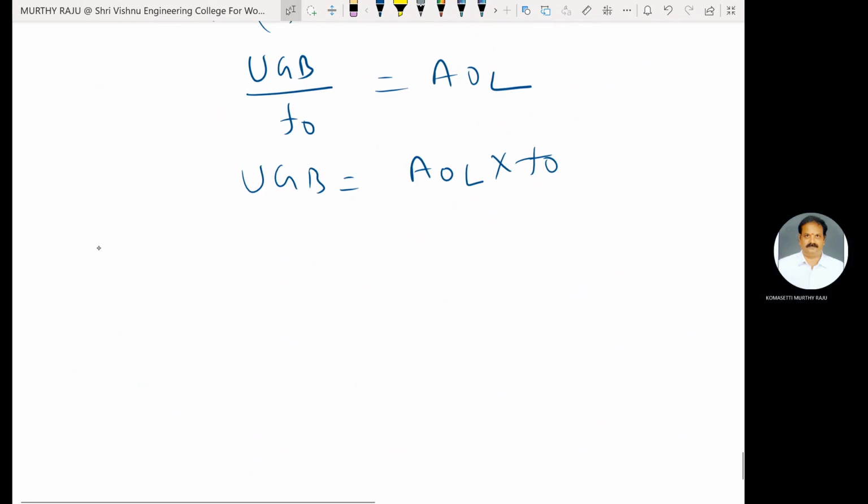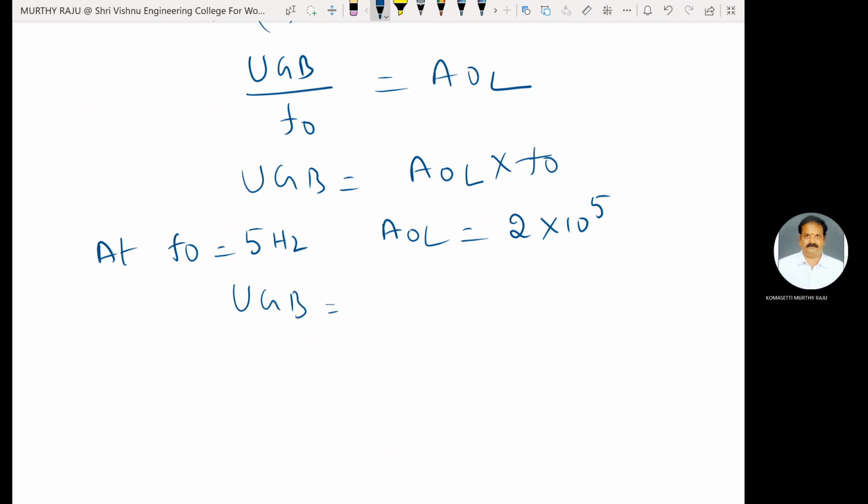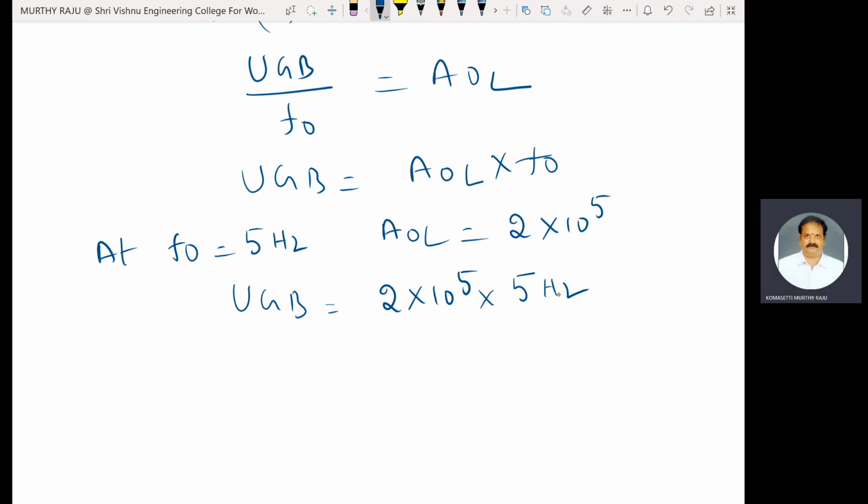Suppose F naught is equal to 5 Hz. At 0 to 5 Hz, AOL is equal to 2 into 10 power 5, 2 lakh. Find out the unity gain bandwidth product. AOL into F naught, 2 into 10 power 5 into 5 Hz. 5 into 2 is 10, 10 into 10 power 5, that is equal to 1 megahertz. Unity gain bandwidth product is 1 megahertz at corner frequency F naught of 5 Hz.